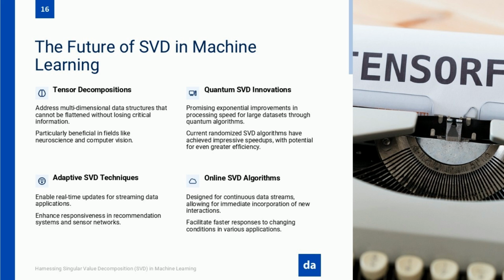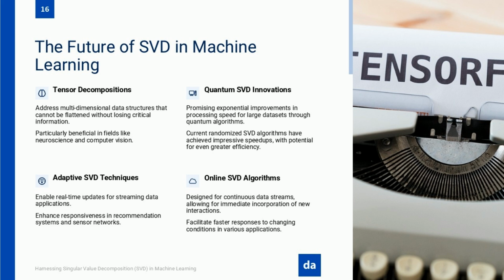Meanwhile, at the computational frontier, quantum computing approaches to matrix factorization promise to revolutionize how we handle massive datasets. Current randomized SVD algorithms have already achieved impressive 20x speedups, but quantum implementations could potentially deliver exponential improvements. Quantum algorithms leverage fundamental properties like superposition and entanglement to process multiple possibilities simultaneously, potentially transforming computations that currently require hours into operations that complete in seconds.